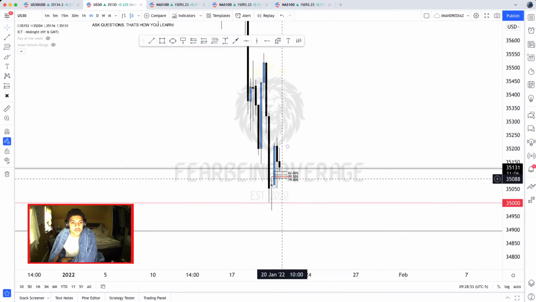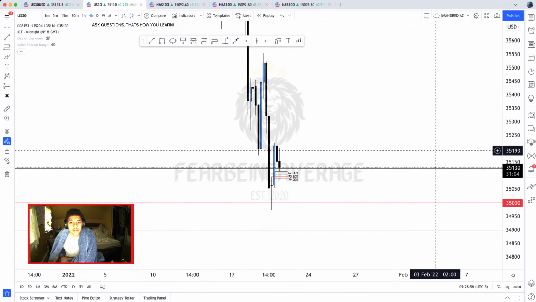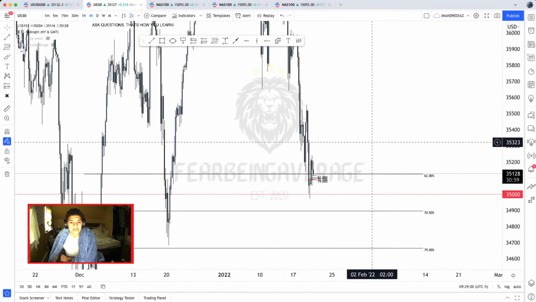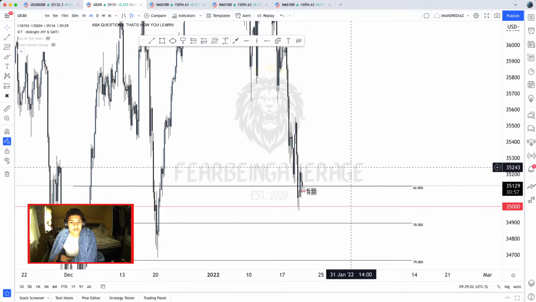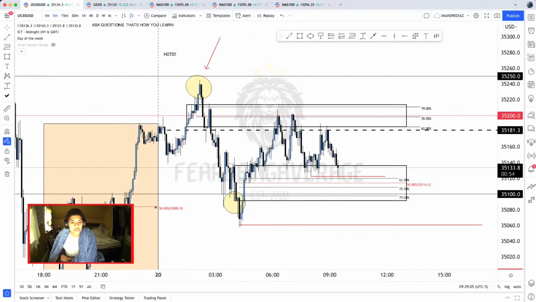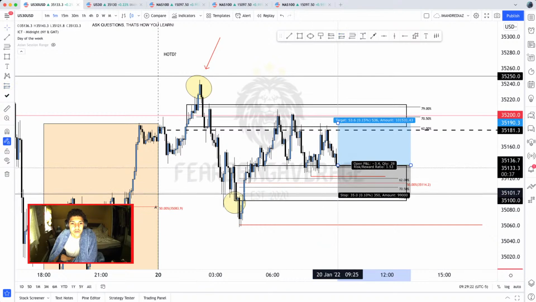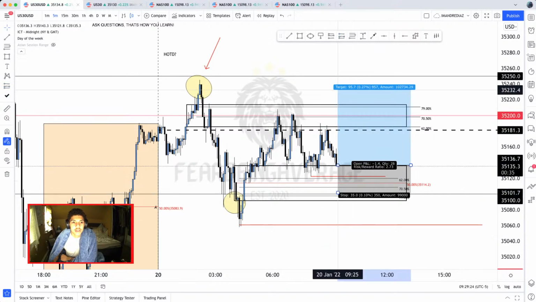Came and touched the 62%. Now we're rejecting this 35,130 area, which is a higher time frame fib. So part of me does want to get in here, anticipating price will move higher. So that's what I am going to do. Going to get in for this buy, anticipating price to move higher after we almost clear these lows. I'm going to have about a 35 pip stop loss, which would be right here. And this would be my first move.